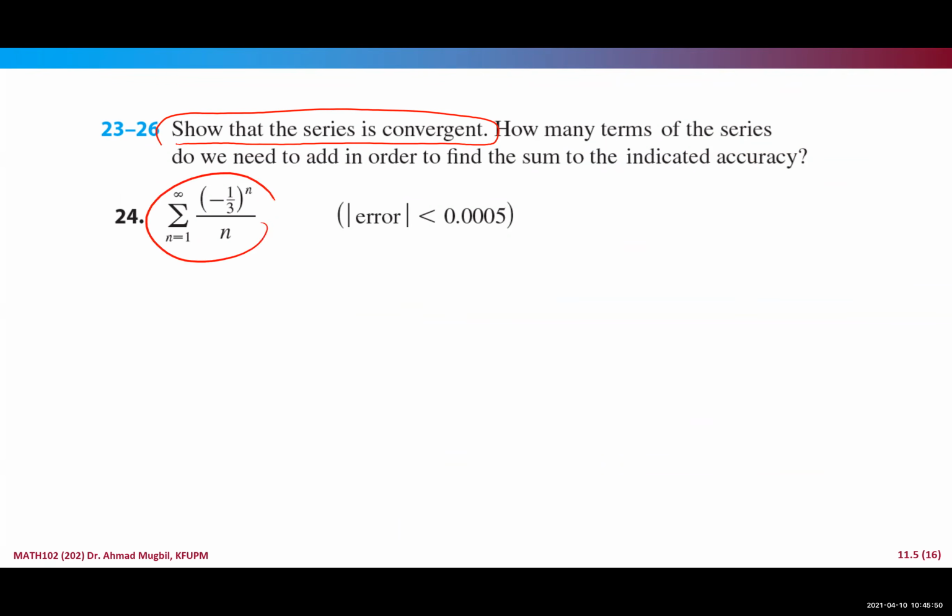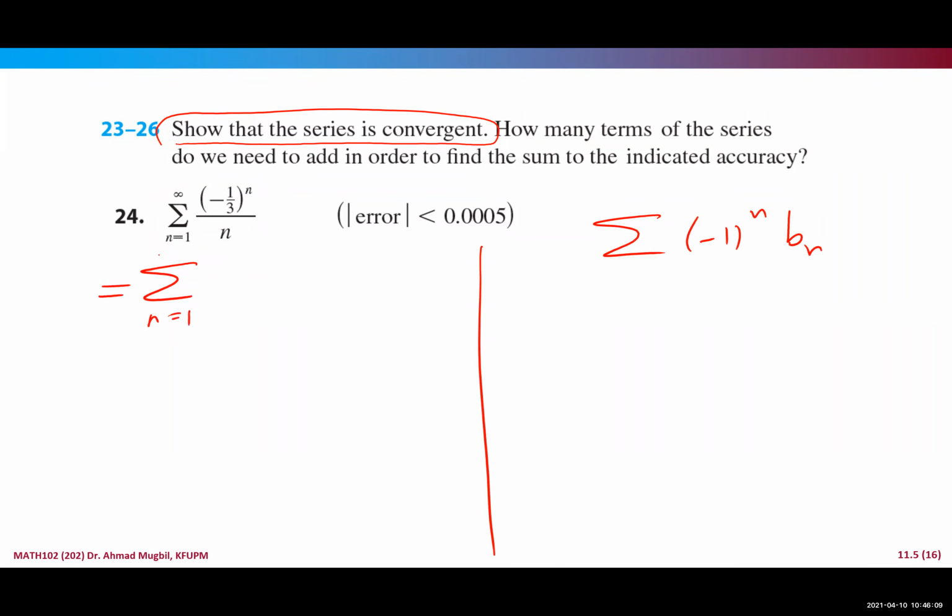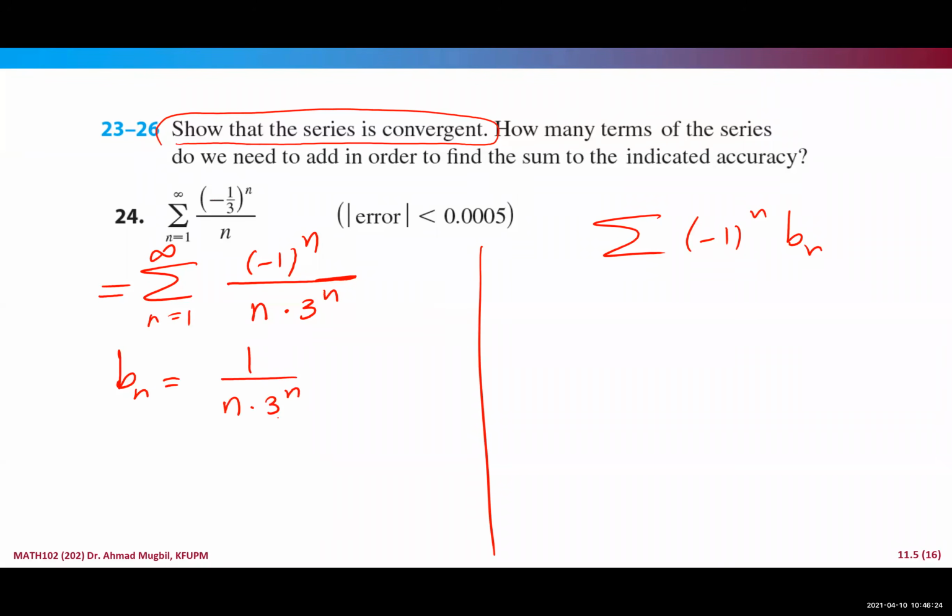Also, is it alternating or not? Is it alternating, ya Shabab? It is not in the standard form. The standard form of alternating is like this. So you need to do one more step to write it in the standard form. It is -1 to the power n. The 3 will go down, so it will be n times 3 to the power n. Now it is in this form. What is bn in this case? It is 1 over n times 3 to the power n.